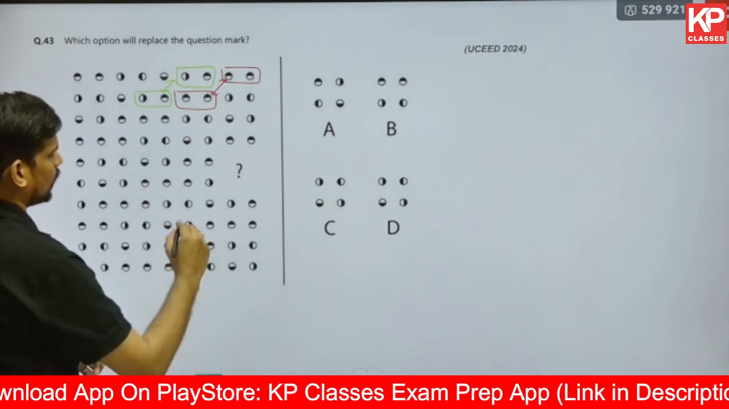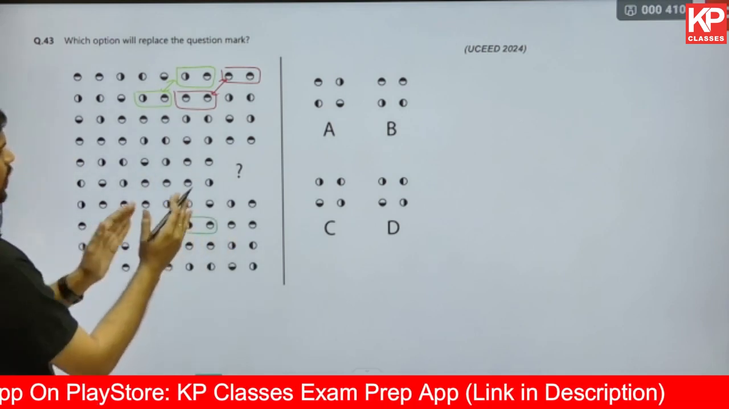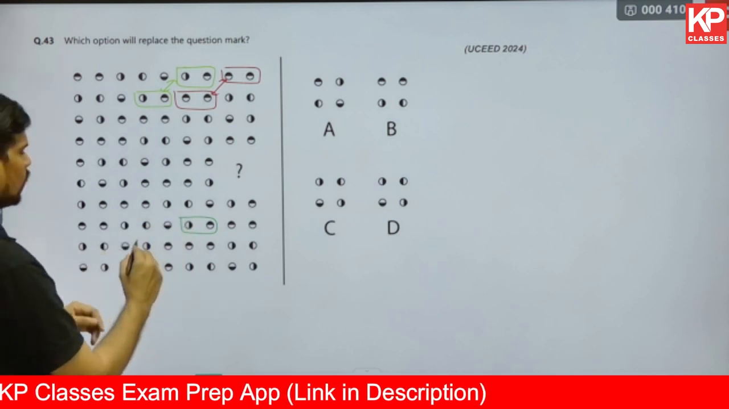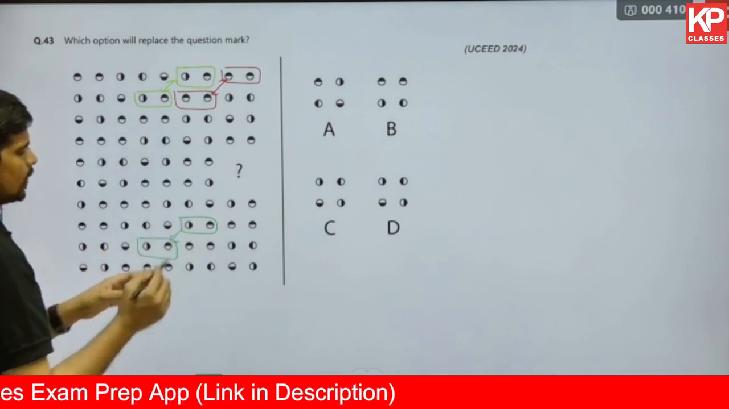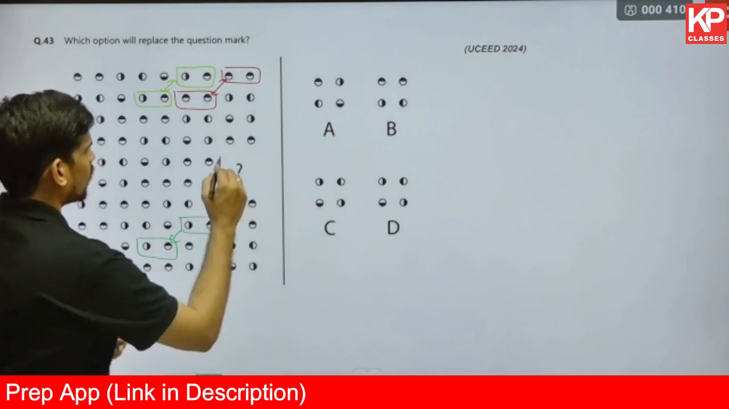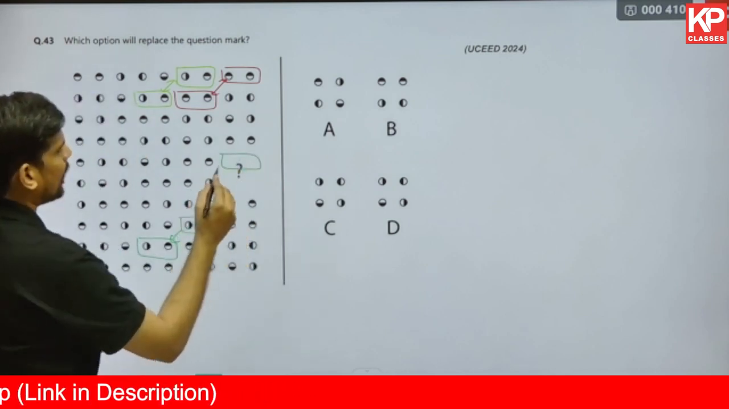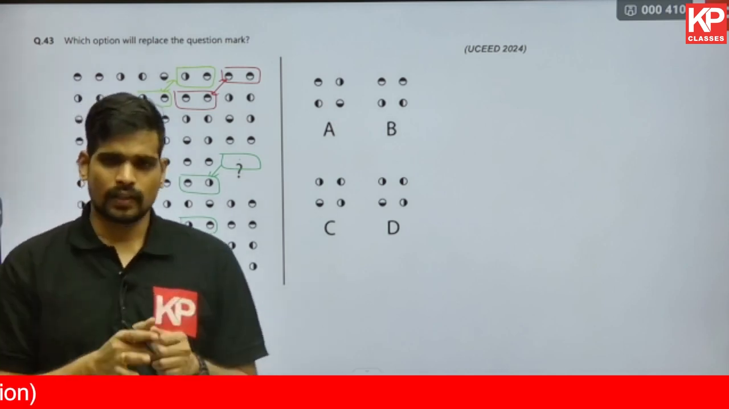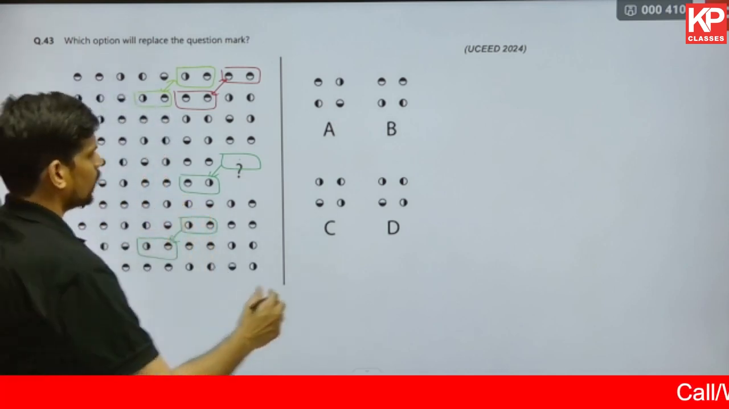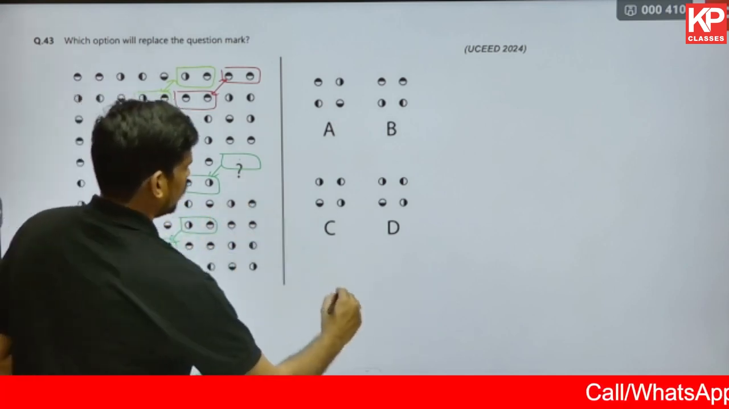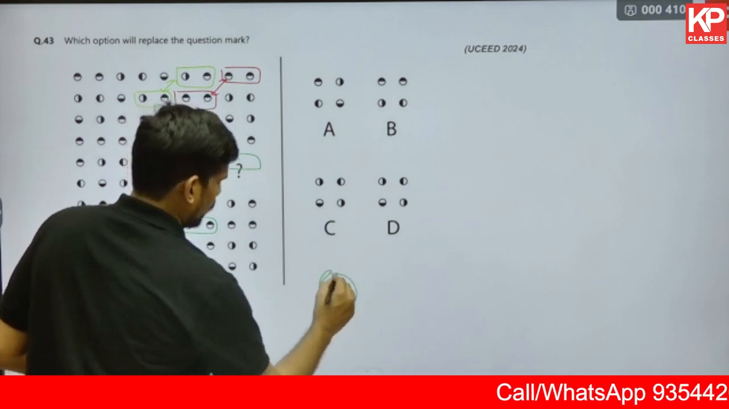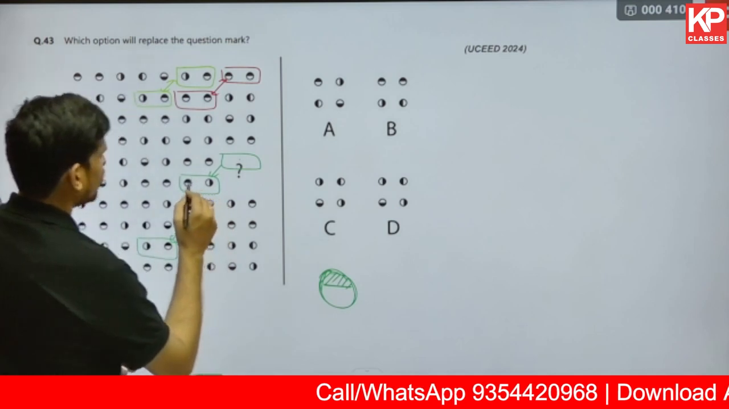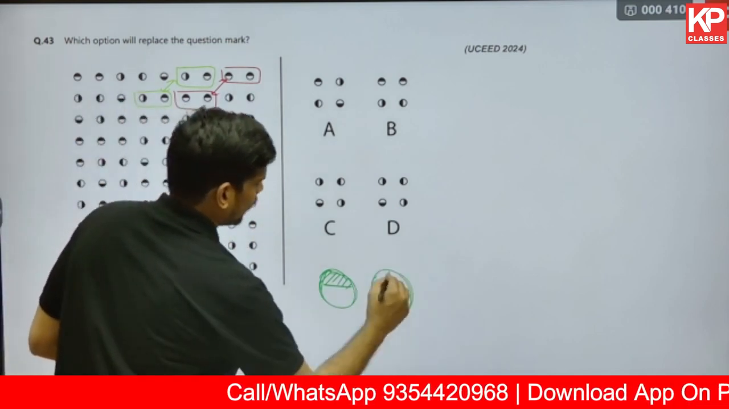So if you take any two circles like this, the same two circles are also visible just below it in the previous column. So these two circles on the top have to be the same as the next pair of circles just below it in the previous column. So in my correct option, the orientation for the first two has to be like this, shaded on the top, then shaded on the right.